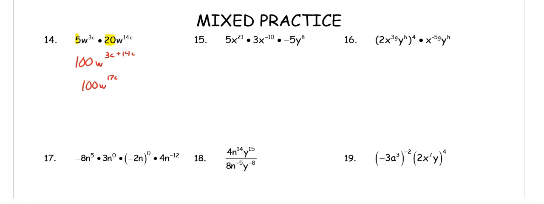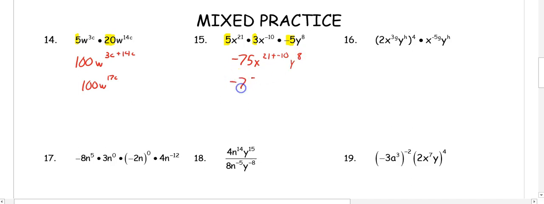15. When we multiply, we have coefficients of 5, 3, and negative 5 on the outside. So 5 times 3 is 15, times negative 5 is negative 75. Now, we have two bases. We have x's and we have y's. So the x exponents will get added together, and the y will stay by itself, y to the 8th. So this simplifies to negative 75, x to the 11th, y to the 8th.